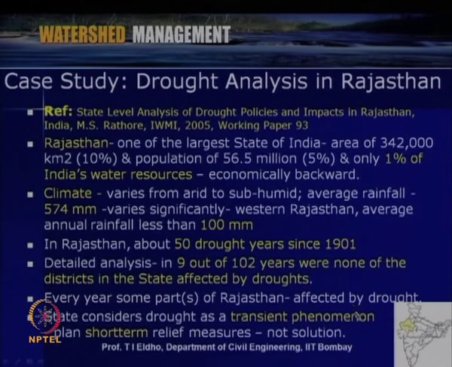and the state considers drought as a transient phenomenon. Even though most of the areas are drought prone, the state administration is still considering drought as a transient phenomenon, but that is not the case. This analysis shows that in most of the years, some area or other is drought prone. So the state government presently has only short term plans or relief measures, but that is not the solution. We have to look for long term plans, what are the causes, and how the system can be improved.